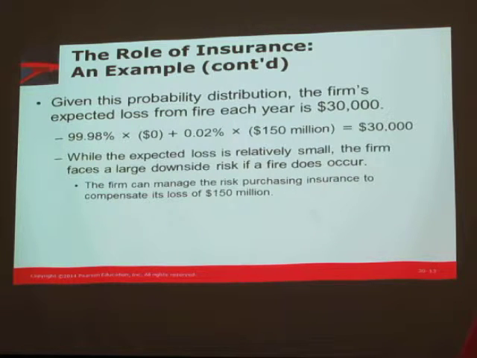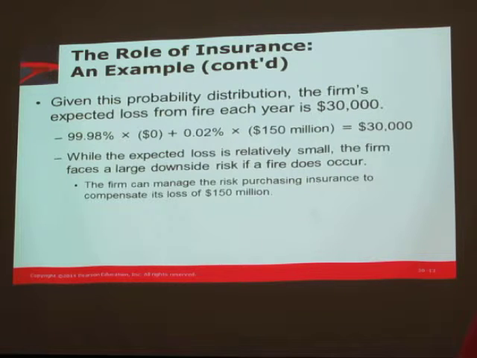Okay? So how much are we willing to pay? If we're going to lose 30 per year, how much are we willing to pay? 30,000. We want to offset the risk. When we're looking at risk, we don't want to make money. We want to offset our risk, which in this case would be 30,000.